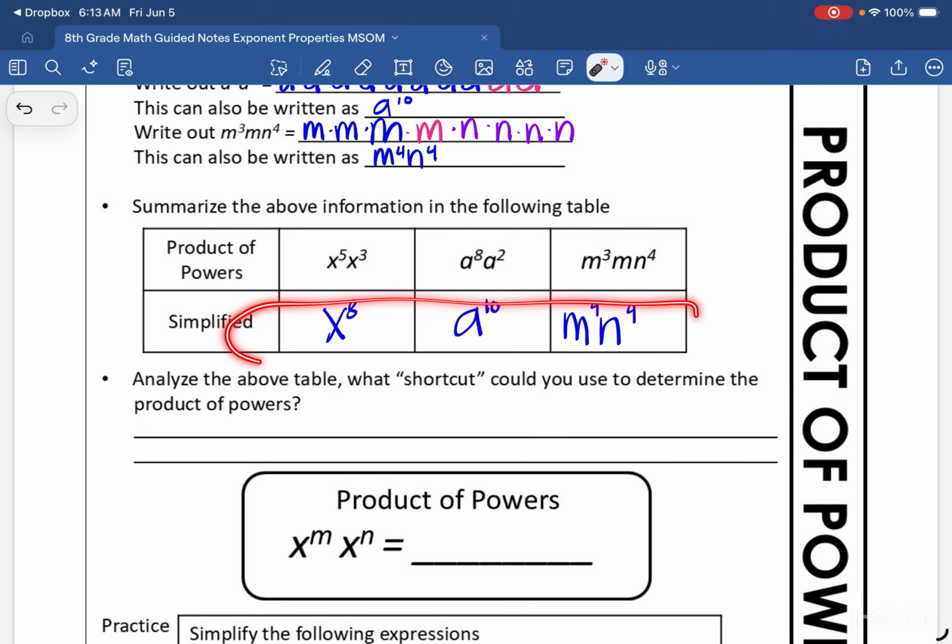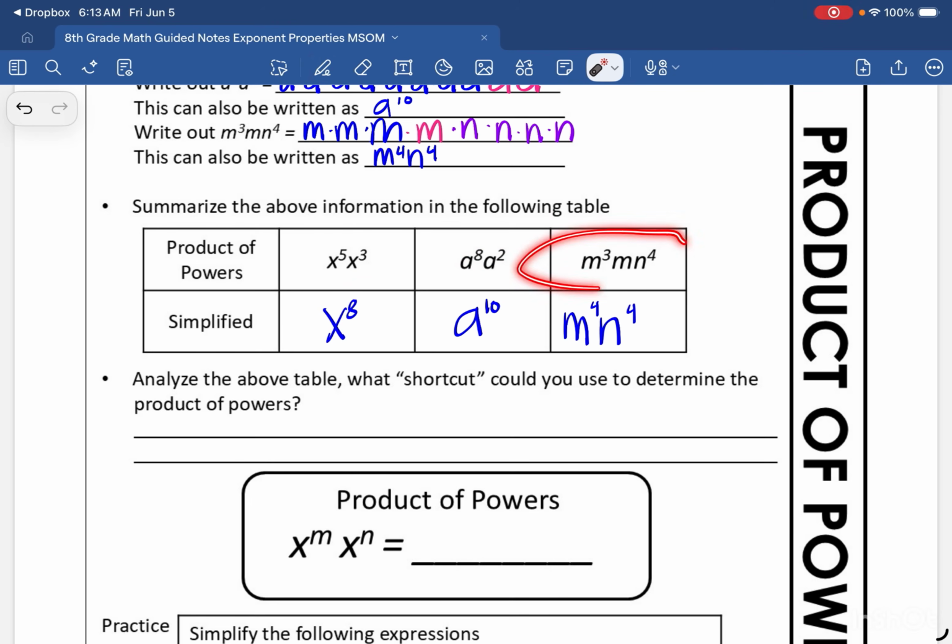So to figure these out, we wrote them out, and that will work. But sometimes we don't want to always write them out. So we're figuring out, how can I get from here to here without having to write it out? And if you notice right here, 5 plus 3 is 8. 8 plus 2 is 10.